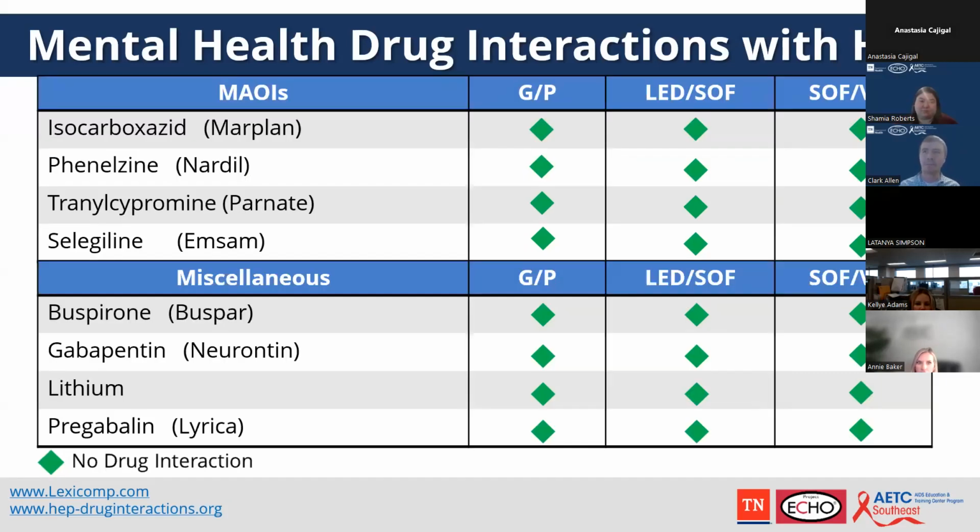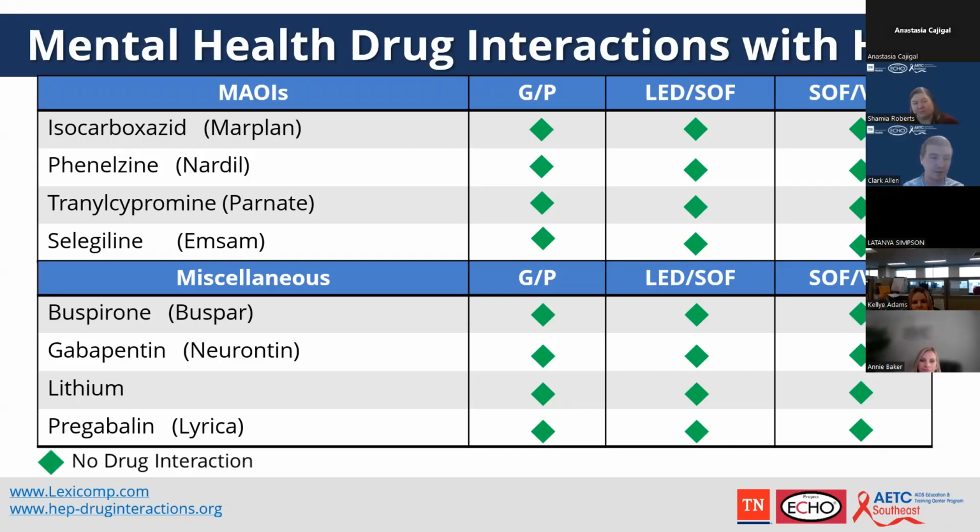Next slide. Now these are the MAOIs, the monoamine oxidase inhibitors. They're kind of an older class of drugs, so I don't expect many providers or many patients to be on these, but I did want to include them just because they still have a place in the treatment of depression. They do have a lot of drug interactions, but not with the hepatitis C medication. So that's why you might not see this very often, because they do have a lot of drug interactions with other medications on the market, just not the case with hepatitis C medications.